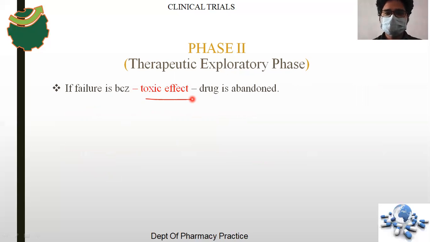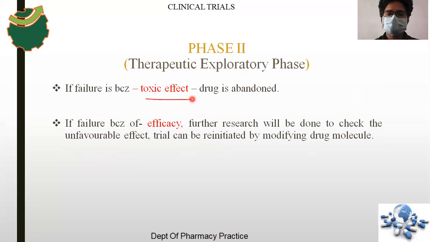Next, if the failure of the drug is because of efficacy, means the drug is not showing any toxic effect, but there is a problem with showing efficacy. Supposing your drug is for stage 2 or stage 3 of cancer, but the drug is not showing appropriate results to treat the severe cases or final stage of cancer, then it's not up to the mark, right? So at that time, you will stop the trials. You don't terminate it, you will stop the trials.